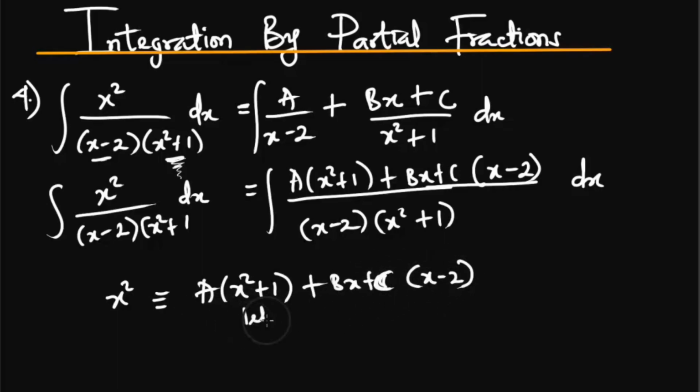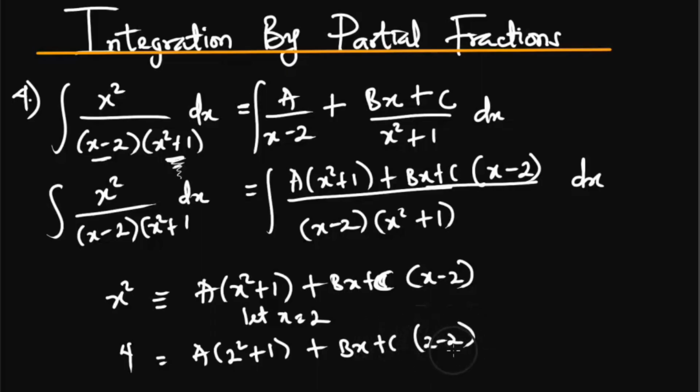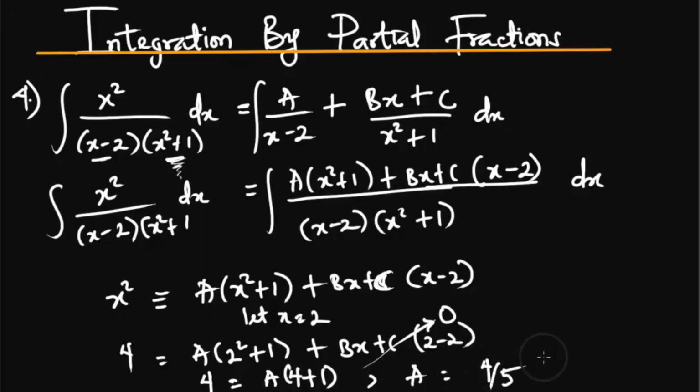Alright, let x equal 2. So when we substitute 2 into the equation, we're going to have 2 squared, which is 4. Now we have a into 2 squared plus 1 plus bx plus c into 2 minus 2, and so this becomes 0, right? And then 4 equals a into 2 squared, 4 plus 1. And so we can conclude that a equals 4 over 5. Alright, I'm going to write it here. a equals 4 over 5.